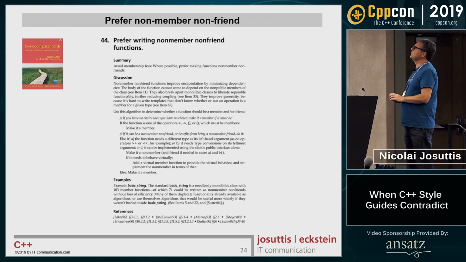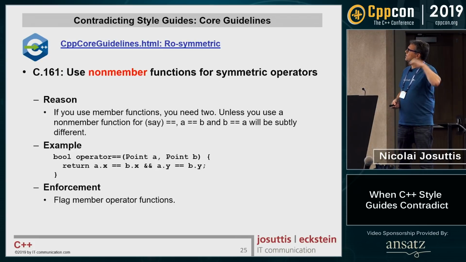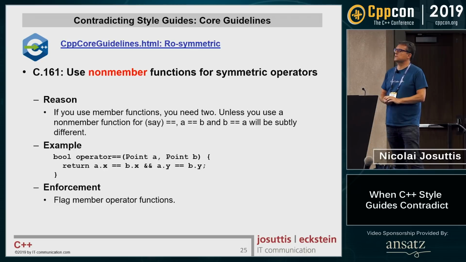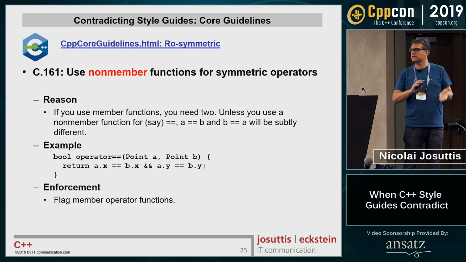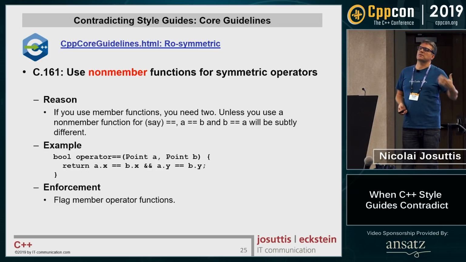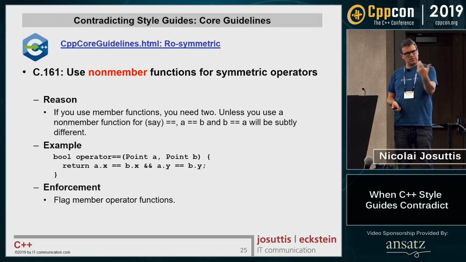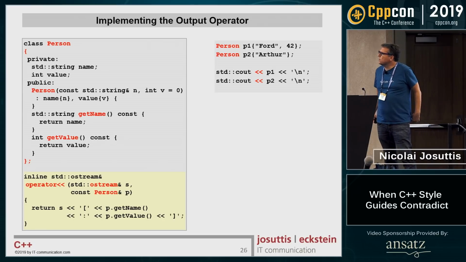So prefer writing non-member, non-friend functions, or use non-member functions for symmetric operators, now in the C++ Core Guidelines. The core guidelines say similar things, sometimes exactly the same, sometimes slightly different with a different flavor. Should it apply to operators or also to more ordinary functions, etc.? So here's a problem we solve. The problem is hopefully well known.